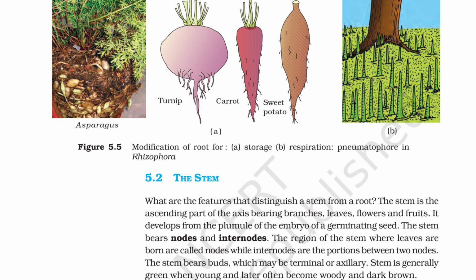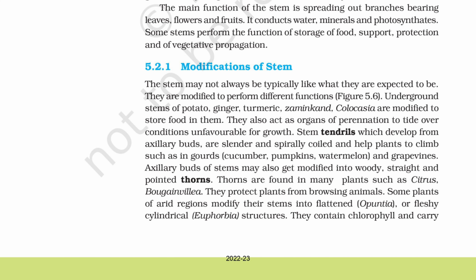Stem is generally green when young and later often becomes woody and dark brown. The main function of the stem is spreading out branches bearing leaves, flowers and fruits. It conducts water, minerals and photosynthates. Some stems perform the function of storage of food, support, protection and of vegetative propagation.